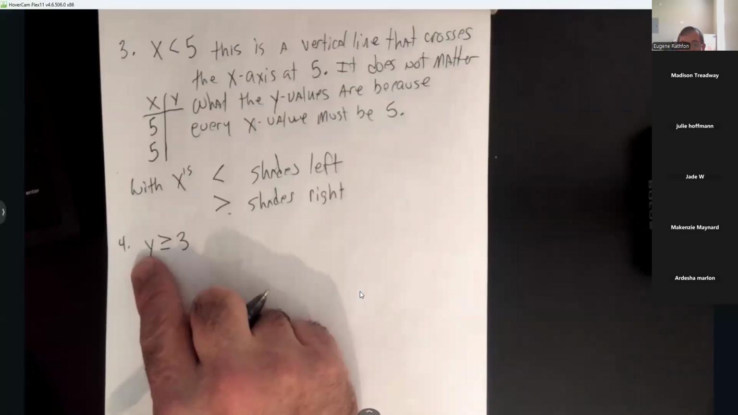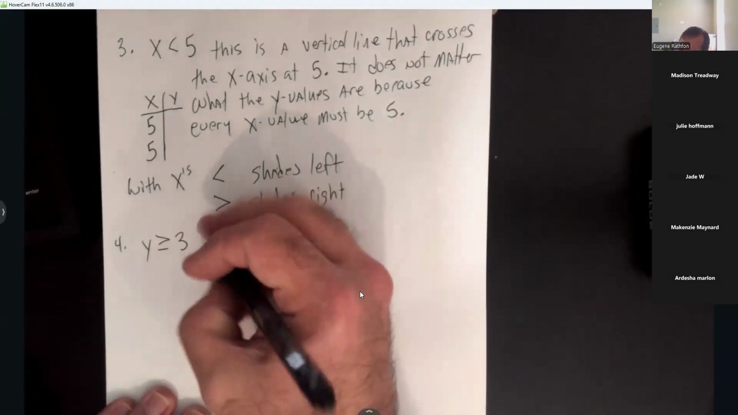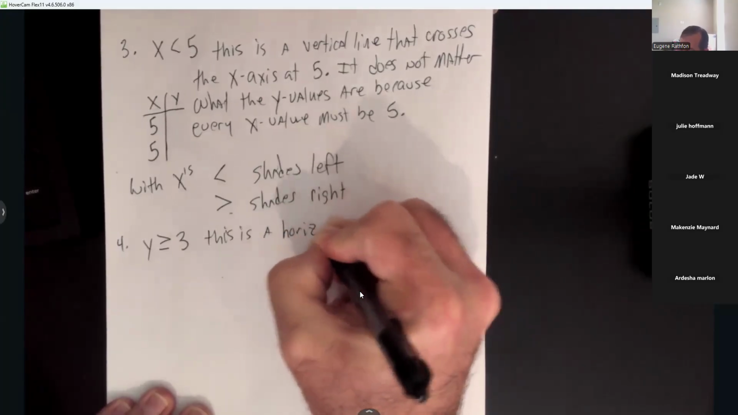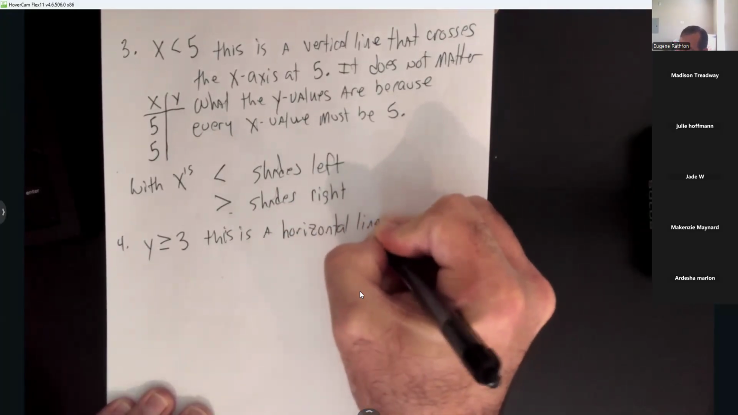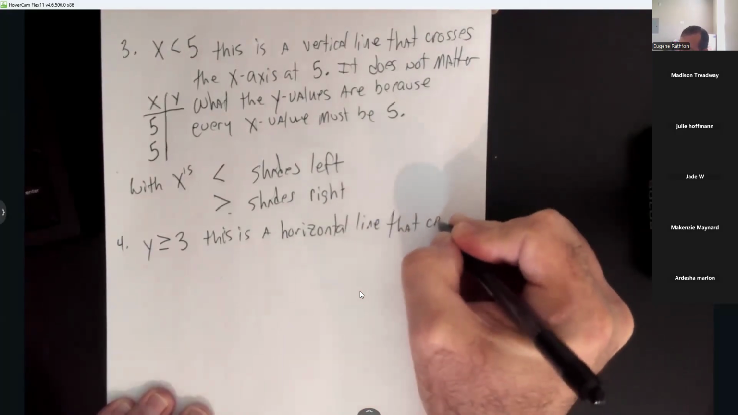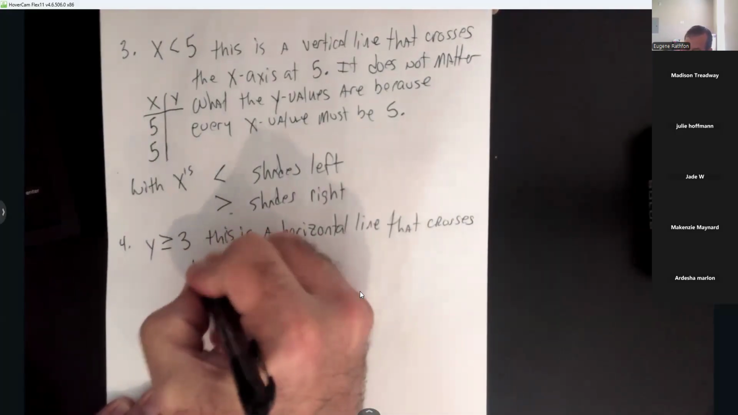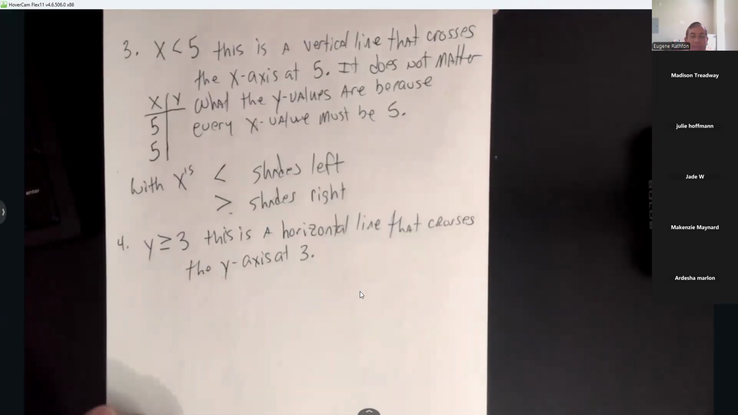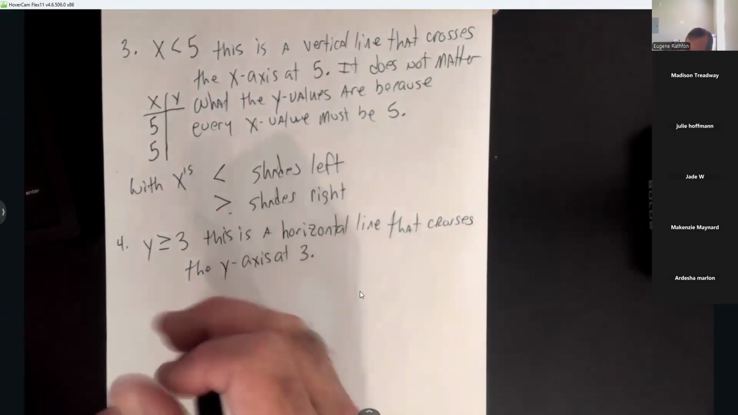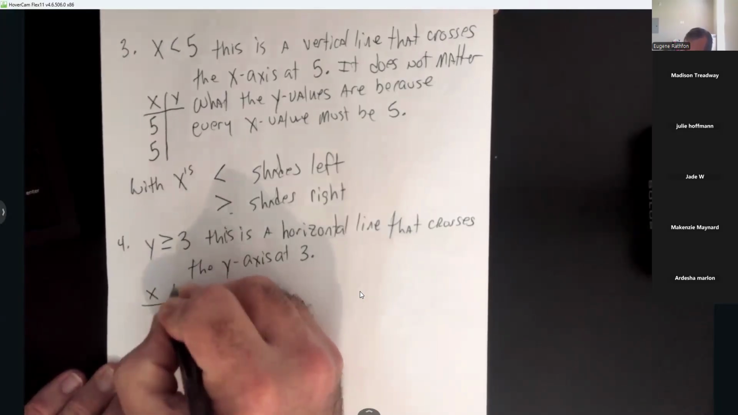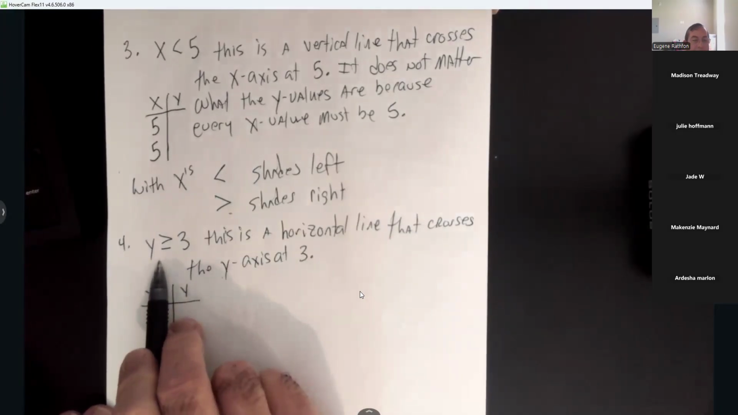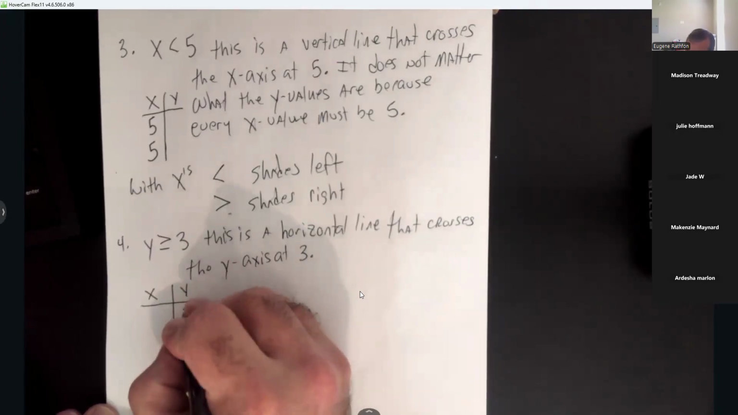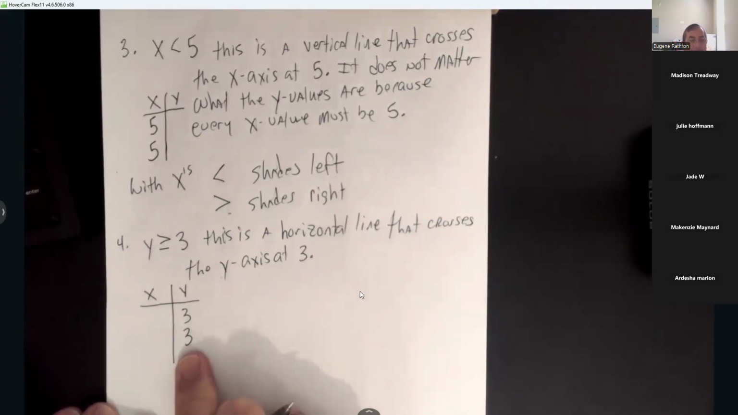So since this is the y variable, this is a horizontal line that crosses the y-axis at 3. Okay, and it's a horizontal line. So if you were looking at a table for the y variables like this, it doesn't matter what these x's are, but guess what? Every one of these y values has to be 3, okay?